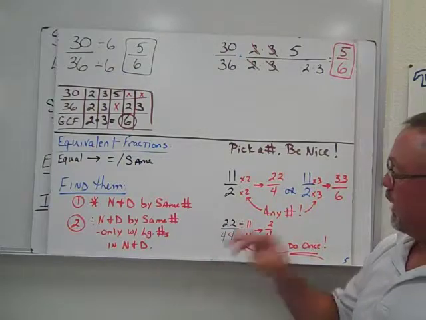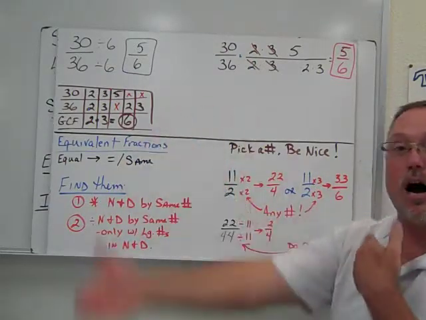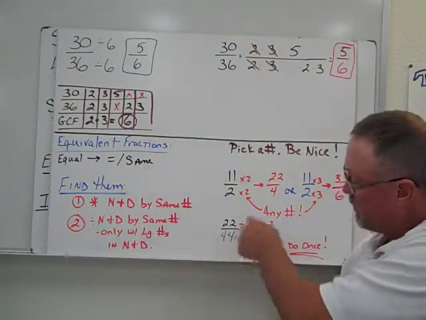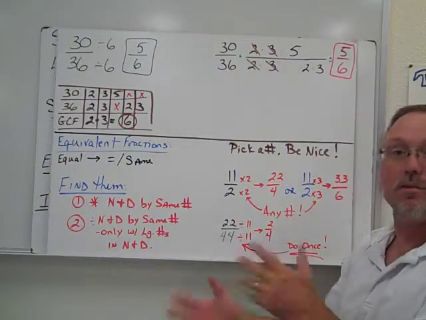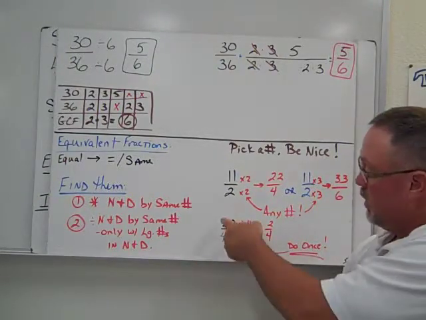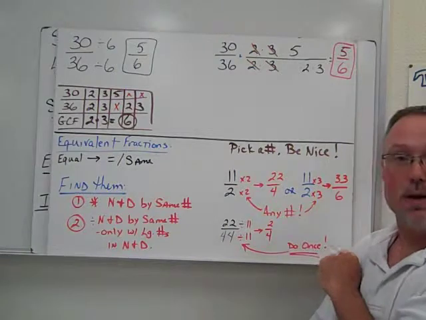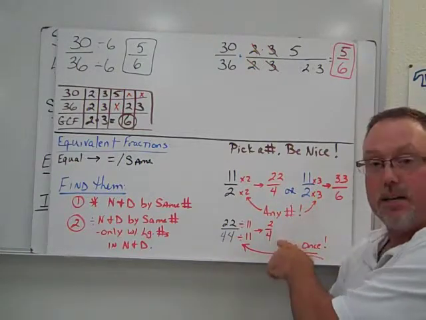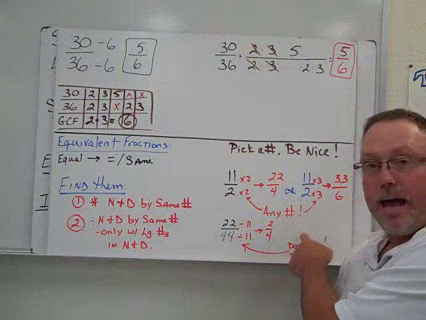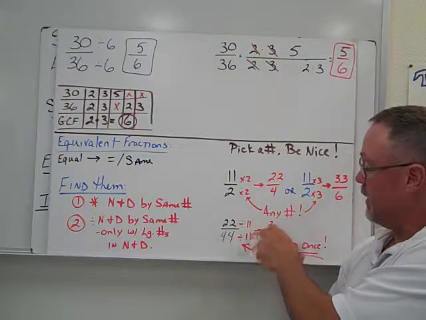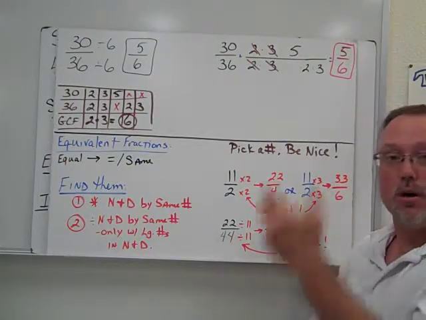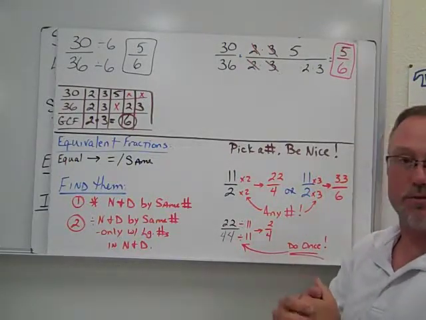Or I can divide it and go the opposite direction. So I can divide it by, in this case, 11. Again, common factor. So if I divide it, I get 2/4. Now if I wanted to, I could divide this again by 2 and get 1/2. And that would give me basically 2 common or equivalent fractions.